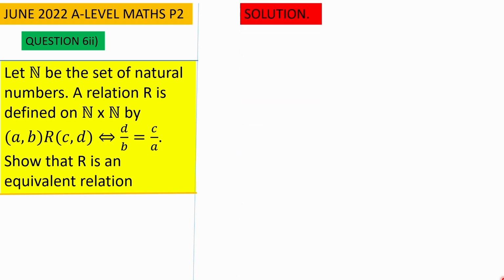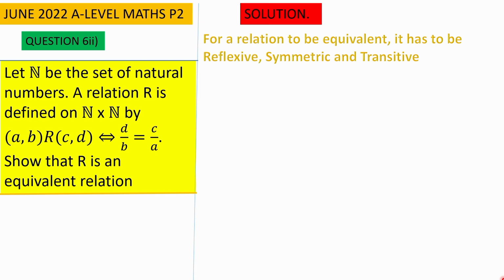So the solution: for a relation to be equivalent, it has to be reflexive, symmetric, and transitive. Not reflexive or symmetric or transitive, because if one condition is not attained, then the relation is said to be not equivalent. So it has to be reflexive, symmetric, and transitive. So let's check the conditions. The first one is reflexivity.